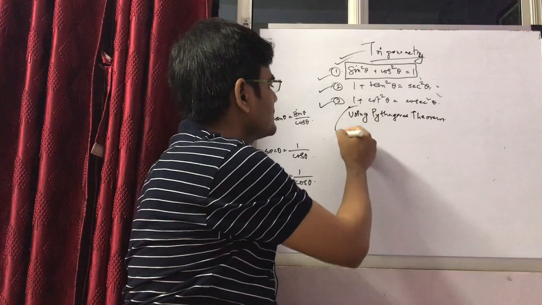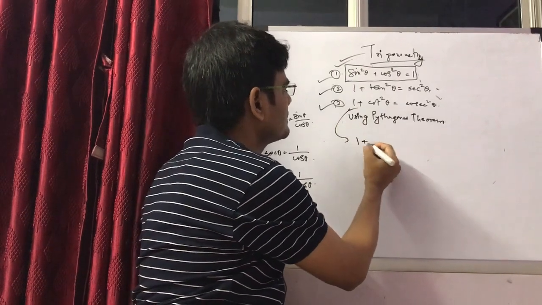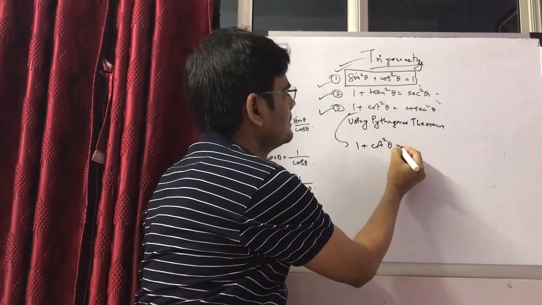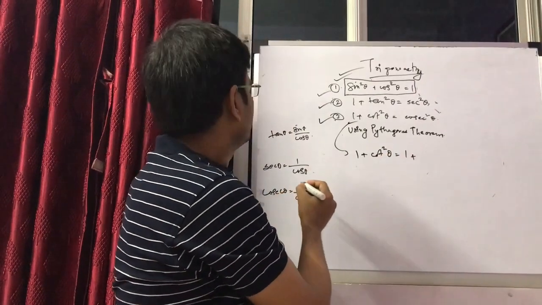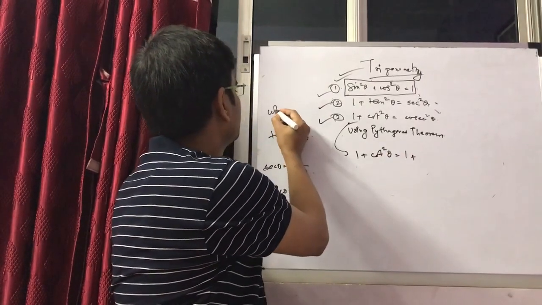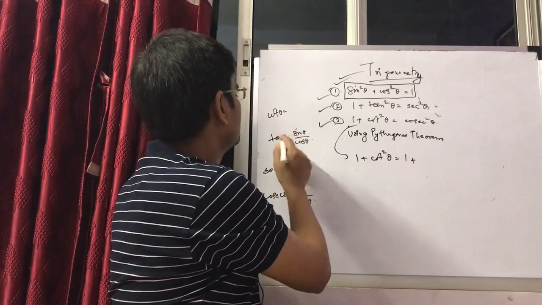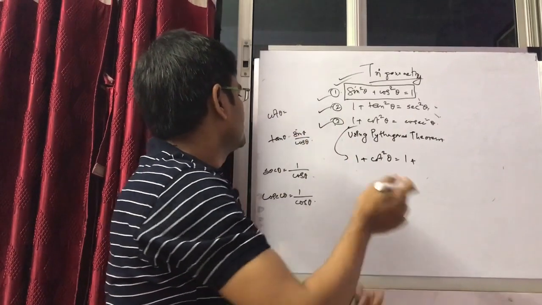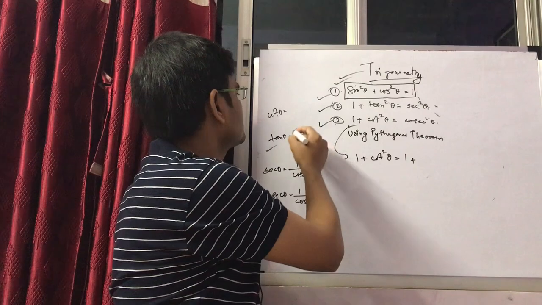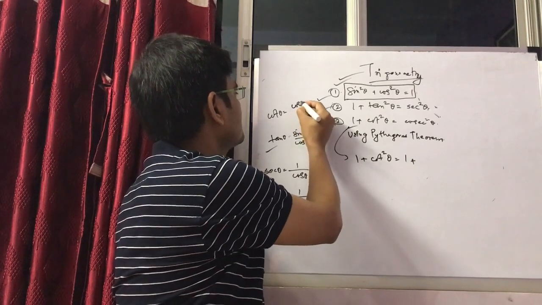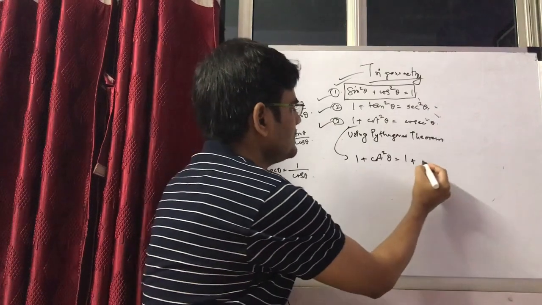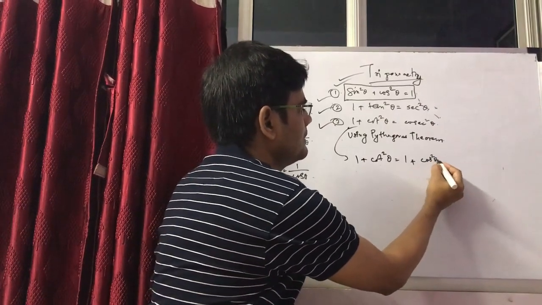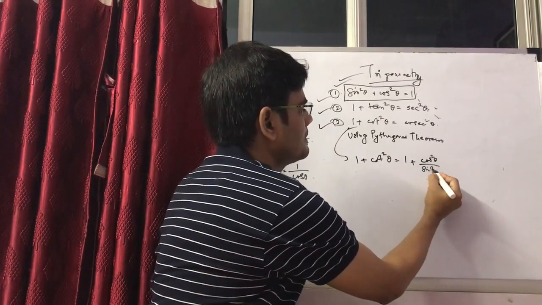Now 1 plus cot square theta. Cot is the reciprocal of tan theta. So if tan theta is sin theta by cos theta, cot theta is cos theta by sin theta. So this is 1 plus cos square theta by sin square theta.